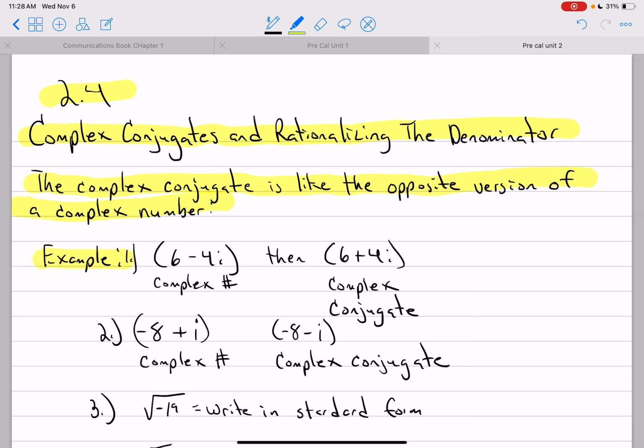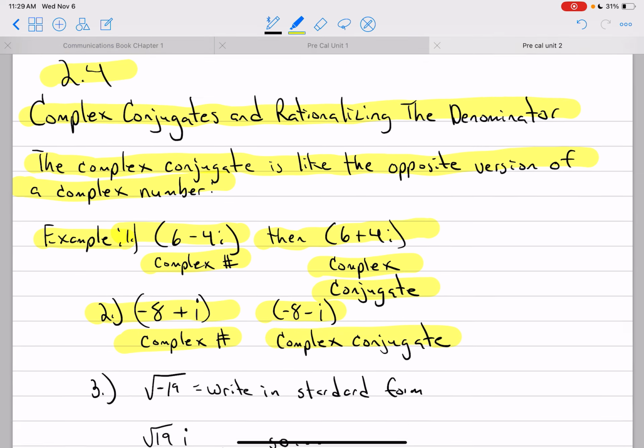For example, if I have 6 minus 4i, that's a complex number. It's complex because it has a regular number, 6, and an imaginary number, 4i. If 6 minus 4i is a complex number, then its complex conjugate is 6 plus 4i. It's like the opposite version. Let's do another example. Another complex number, negative 8 plus i. Its complex conjugate would be negative 8 minus i.